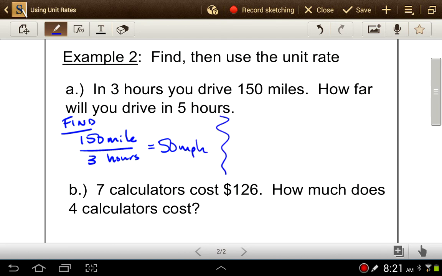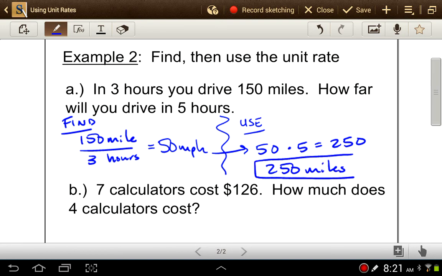The next thing I'm going to do is use the unit rate. So to use the unit rate, I'm going to multiply. I'm going to take my unit rate, so my answer from that problem, 50, and I'm going to multiply it by how long I'm going to drive, my hours, times 5. 50 times 5 is 250. So then I write my answer with the label. How far will you drive? That's going to be a distance, so my answer is 250 miles. That is how far I will drive.